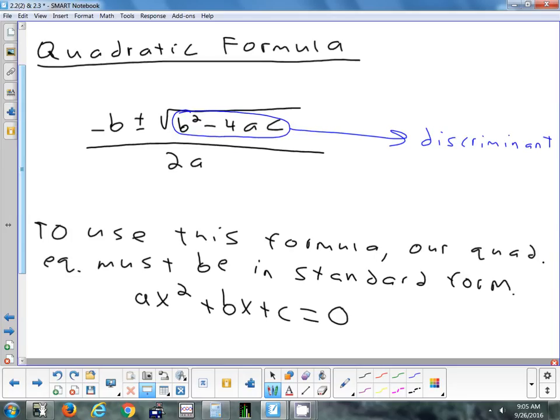Negative, I like the negative, yeah, just negative 1. And what about b? 3, and c? And then you plug it into your formula from that.